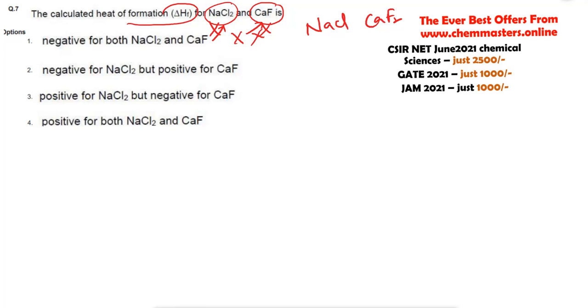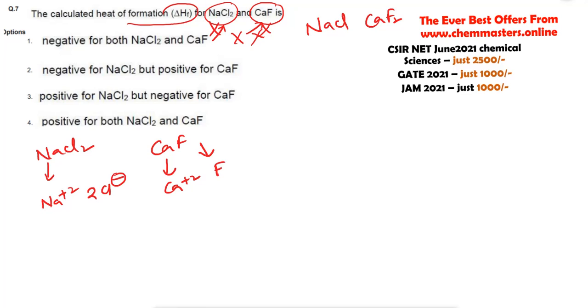Okay, before going to justify it with Born-Haber cycles. Now just look at NaCl2, where sodium is in +2 oxidation state and each chlorine is in -1 oxidation state. In CaF, calcium is in +2 oxidation state and fluorine must be in -2 oxidation state. Okay, right.